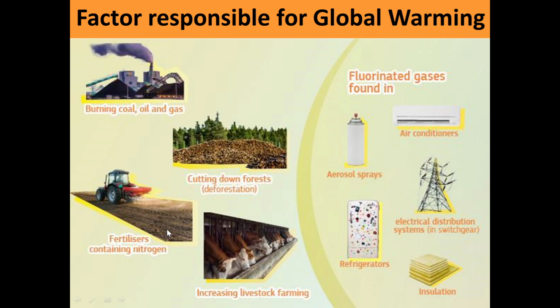In the case of livestock farming, they also emit methane gas in the form of respiration or enteric fermentation. Then we come to the fluorinated gases. These are due to CFC gases, from air conditioning, aerosol sprays, electrical distribution systems, refrigerators and insulation. Some of these reasons are also responsible for emitting greenhouse gases and for global warming.